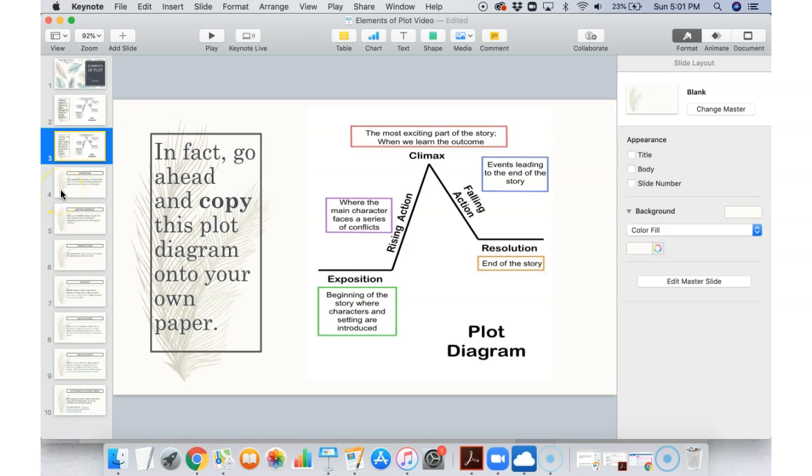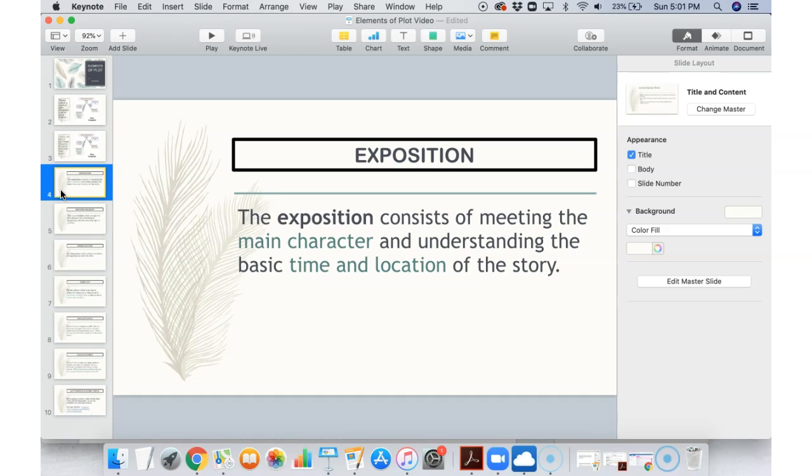Okay, so let's dive in a little bit more just to quickly review because we're going to watch a video. In fact, you're going to watch a couple of videos. And so we want to make sure that we've got these terms right there in our heads. Okay, so remember the exposition is where you learn who the main character is and you get a basic understanding of the time period and the location of the story.